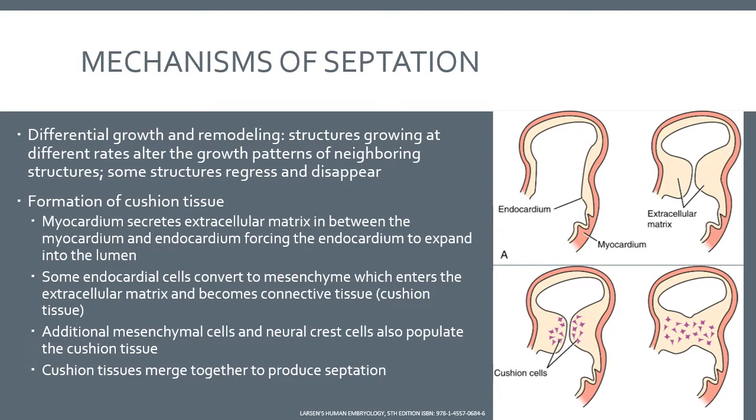We also see some structures that regress and disappear. So you initially are forming structures you ultimately won't need. That's certainly one way to do it, and that's part of it.